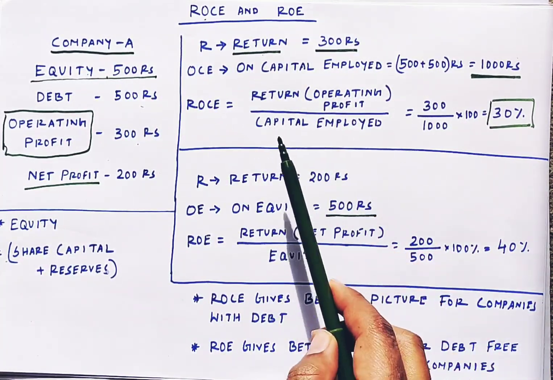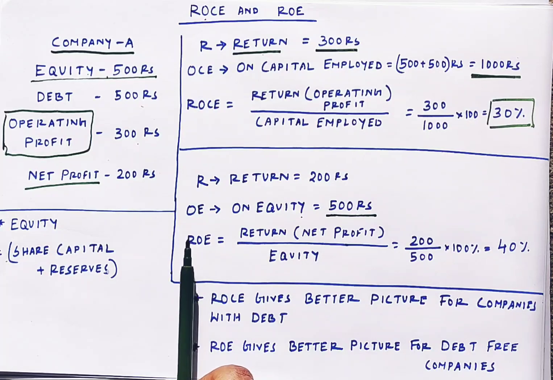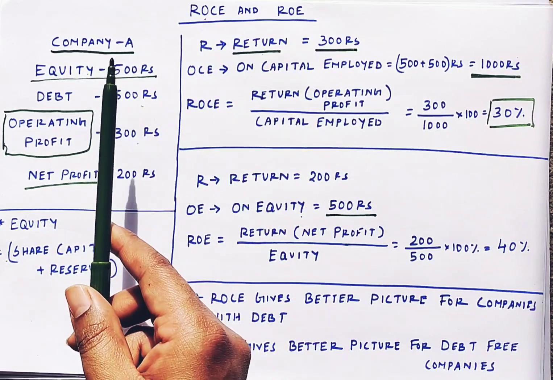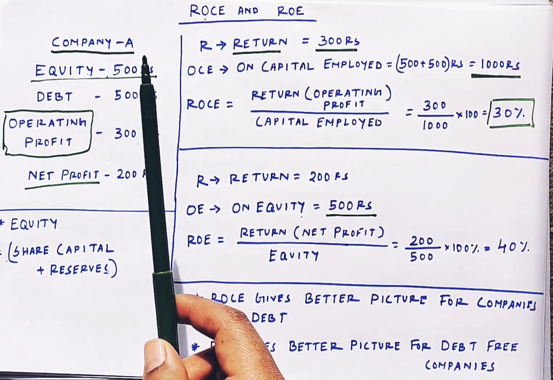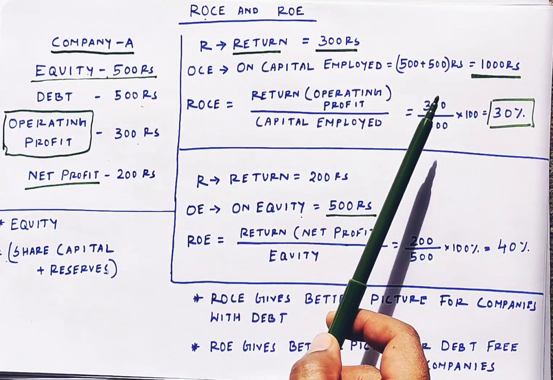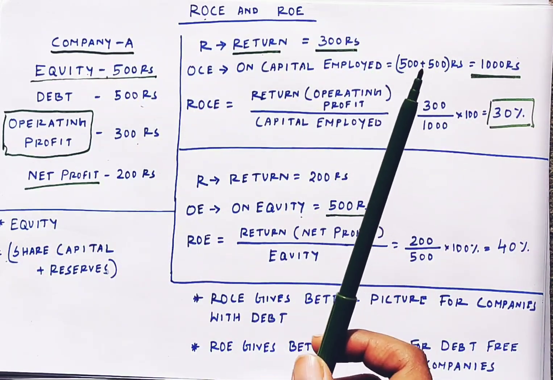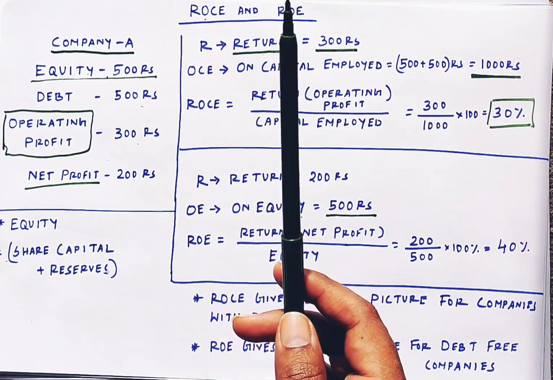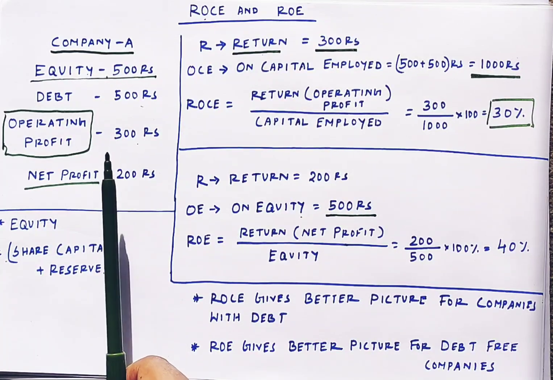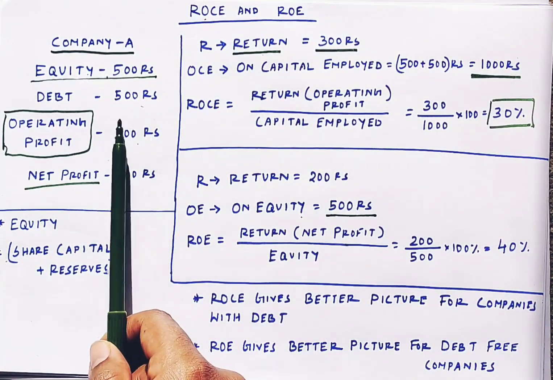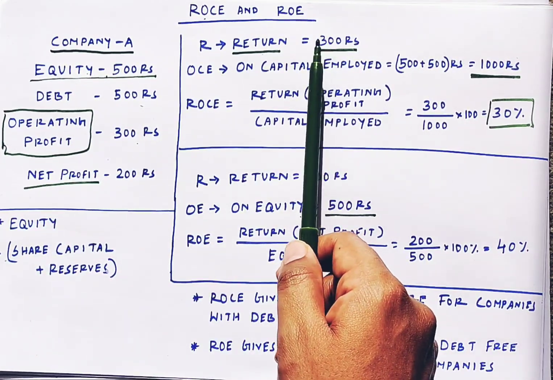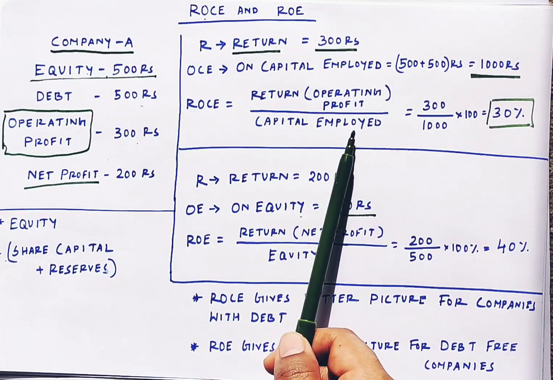ROCE is return on capital employed and ROE is return on equity. Let me give you a very simple example. Let's say you have a company known as A. You have a total of 500 rupees of equity and you have taken 500 rupees of debt. That means 1000 rupees. At the end of the day, with that 1000 rupees, let's say you have earned a total of 1300 rupees, right? So the additional 300 rupees you have earned is your profit, which becomes your operating profit. That 300 rupees extra you have gained on that 1000 rupees.